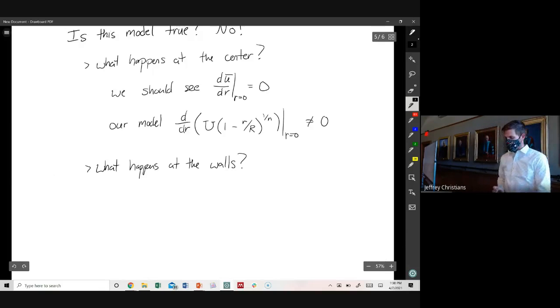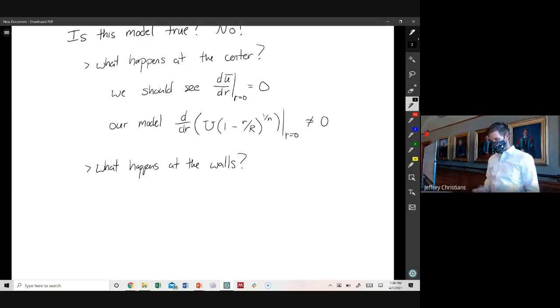What happens at the walls? Well, what should happen at the walls? Well, at the walls, there should be some shear stress, right? I don't know how much, but it should be there. It should be a number. There's some finite amount of shear stress at the walls.